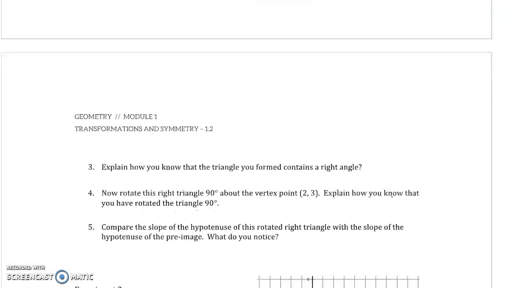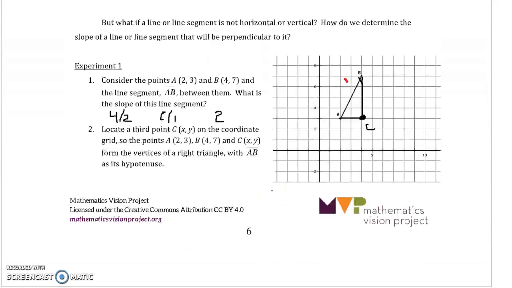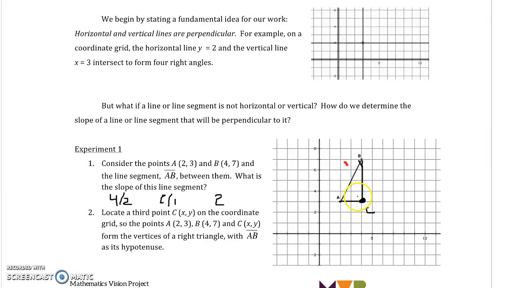Okay, so what the directions ask us to do is rotate this triangle 90 degrees about the vertex point (2, 3). So we're going to keep point A fixed, and we're going to rotate C and rotate B. So point C is 2 away from A horizontally. If it's rotated 90 degrees, and we're rotating 90 degrees this direction, then point C is going to rotate 90 degrees, and instead of being beside A, it's going to be on top of A. And we're going to call that C prime. Okay, so we've rotated point C.